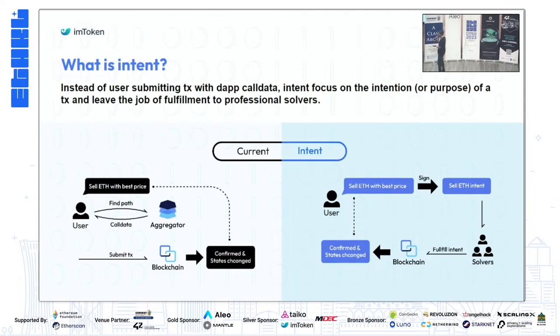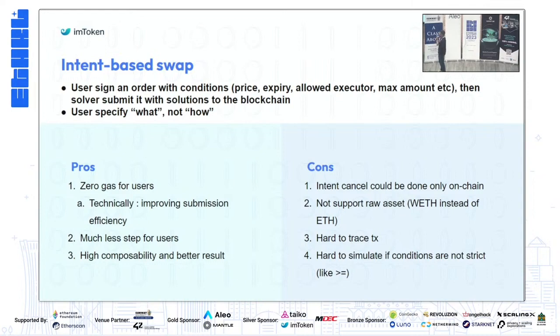So the result is that after the transaction is confirmed and the state has changed on the blockchain, it relates to the initial intention of the user. But the difference is that now lots of the steps are done by the solver, not the user. The user just signed the message at the very beginning. Okay, so that's the basic idea of the intent.